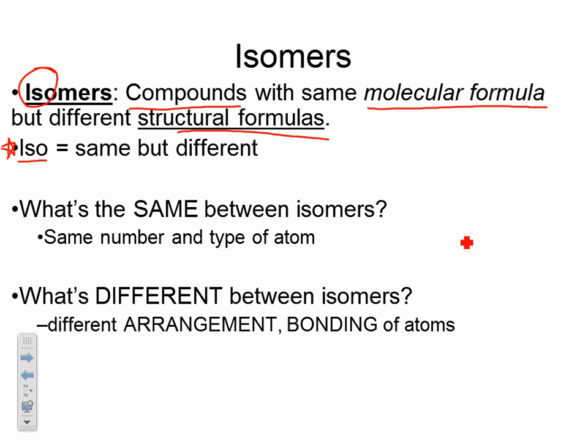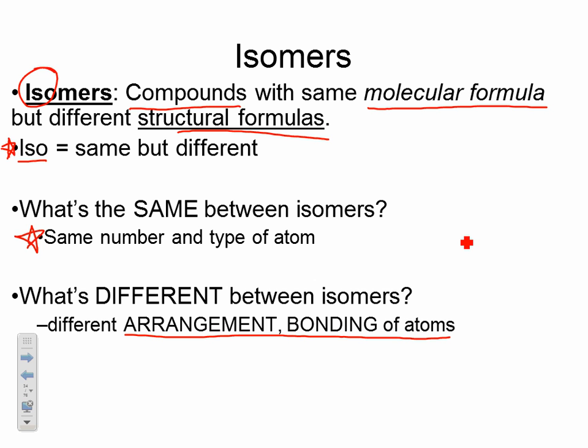So they have the same number and type of atoms. They have the exact same number of carbons, exact same number of hydrogens. But they have different arrangements of the atoms. They have different bonding of the atoms.